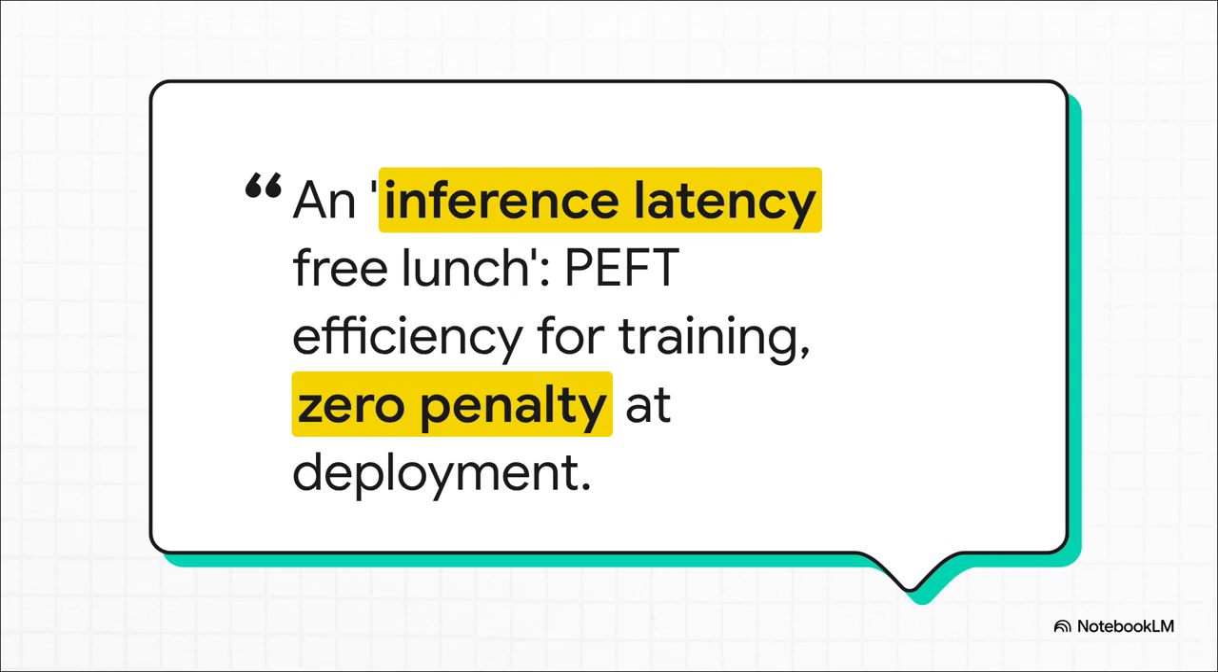And that merge step gives us something amazing, what some people call an inference latency-free lunch. Think about it. We get all the incredible efficiency and memory savings of QLoRA during the training phase, which is the hard part. But when we merge the weights, the final model we deploy has the exact same architecture as the original. That means there's 0 performance penalty, 0 extra latency in production. It's truly the best of both worlds.